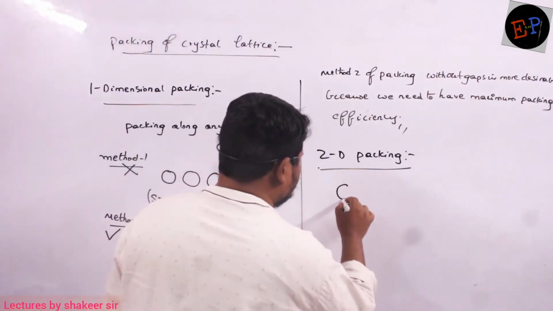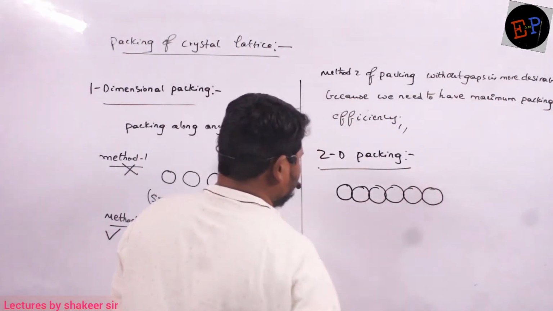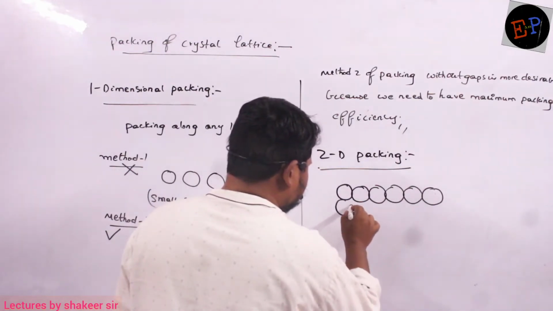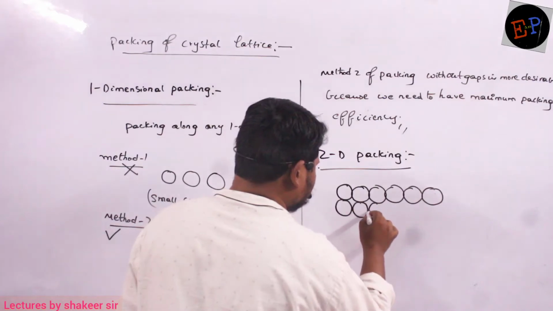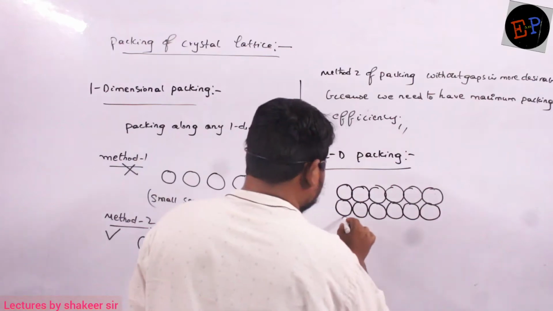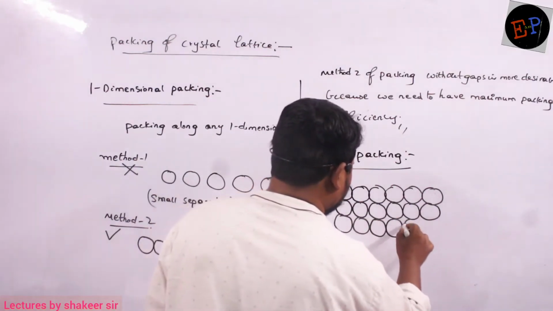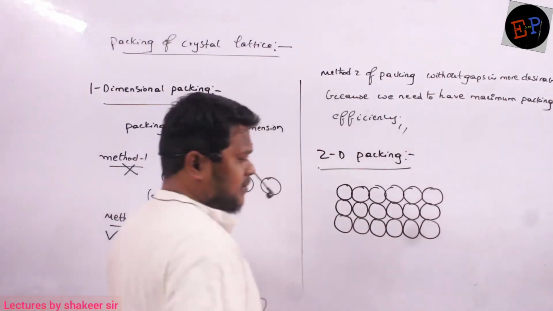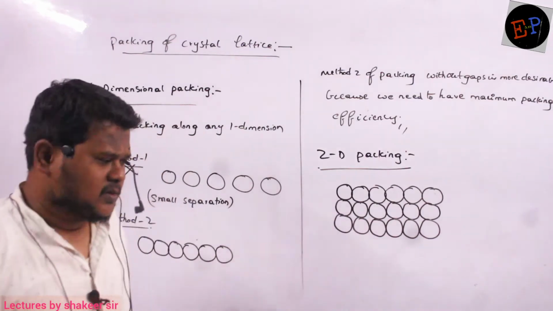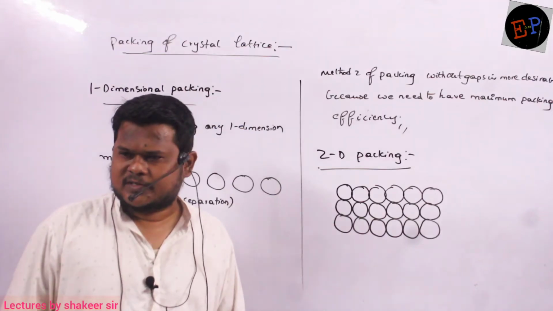So this is the array. How can I pack these atoms? I can pack these atoms such that one atom is exactly below the other atom. So I can pack like this. This is one method of packing. One atom is placed exactly below another atom, and like this you can place any number of columns.